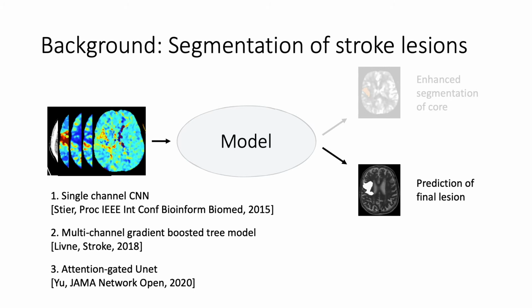For the more complicated task of the prediction of the final lesion, most work has also been done on MRI, but a variety of models have nonetheless been proposed, ranging from CNNs to gradient-based tree models, as well as, very recently, an attention-gated UNet.